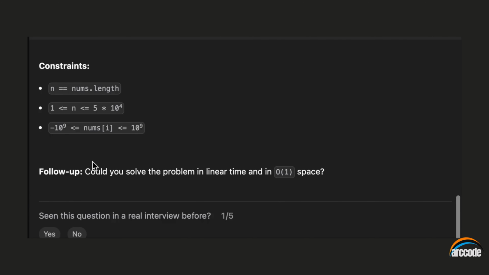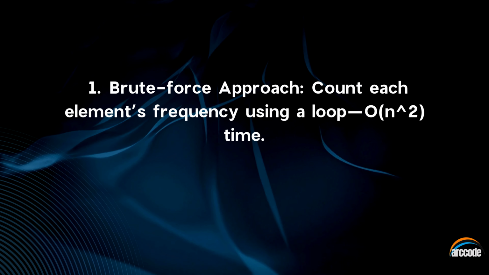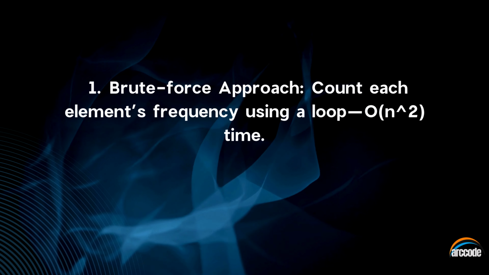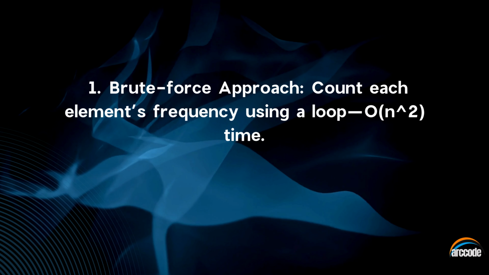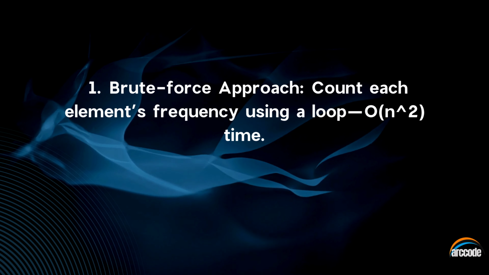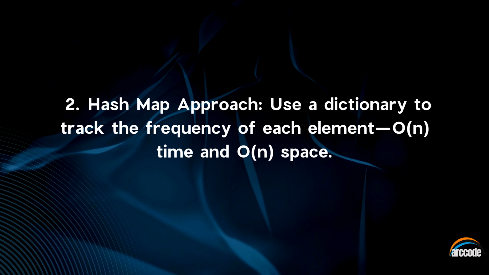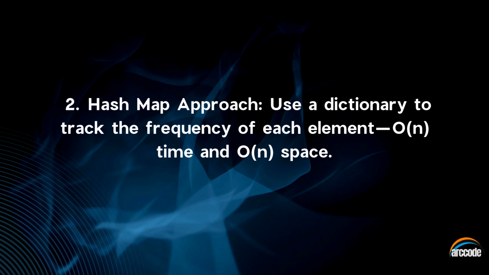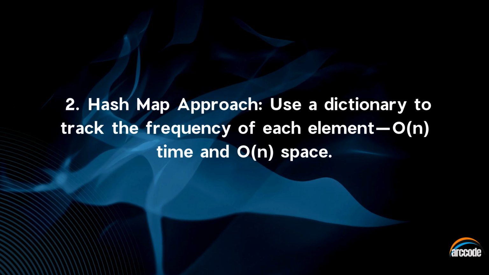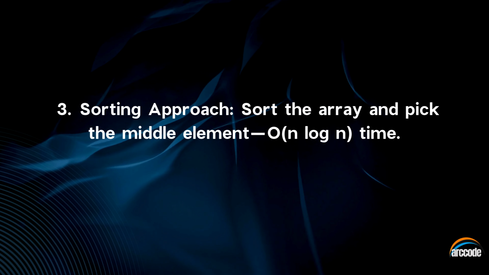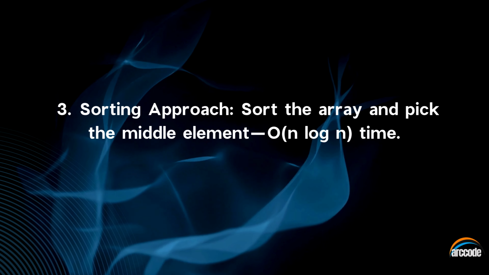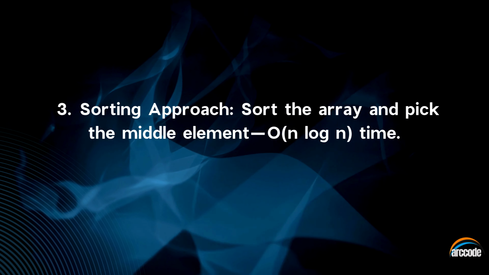Before diving into the optimal solution, let's briefly go over different ways to solve this problem. 1. Brute force approach. Count each element's frequency using a loop, O(n^2) time. 2. Hash map approach. Use a dictionary to track the frequency of each element, O(n) time and O(n) space. 3. Sorting approach. Sort the array and pick the middle element, O(n log n) time. However, none of these are as efficient as the Boyer-Moore voting algorithm.